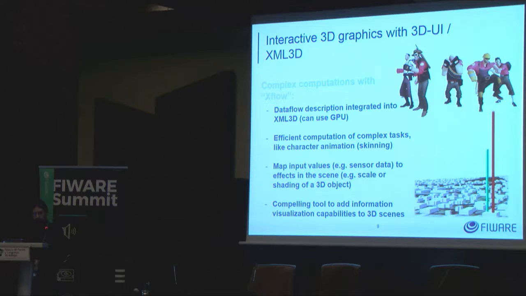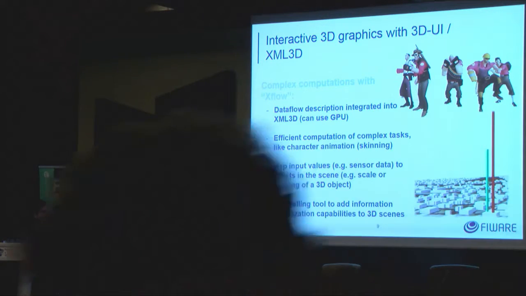The nice thing is that the XFlow data flows can be computed on the GPU, so they can be computed efficiently, and for this are highly suitable for complex tasks like character animation, which performs some skinning animation on the models, but we can also map input data from IoT sources, for example, to our scene. By this, apply vertex transformations or shader transformations, and, for example, change the height of these bars, assuming that they maybe represent pressure or temperature in a 3D map. And we can adapt the height and the color and maybe also the shape of these models according to external input data. And by this, the whole framework XML3D with XFlow and the JavaScript interface provides a compelling tool to add information visualization to our 3D scenes.